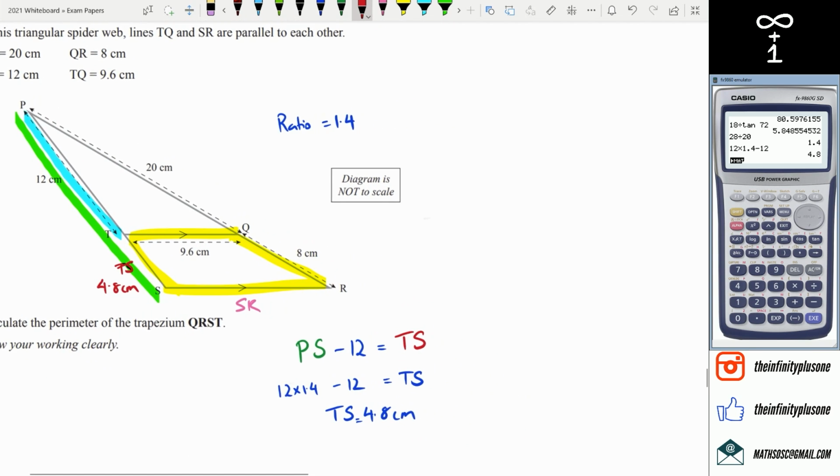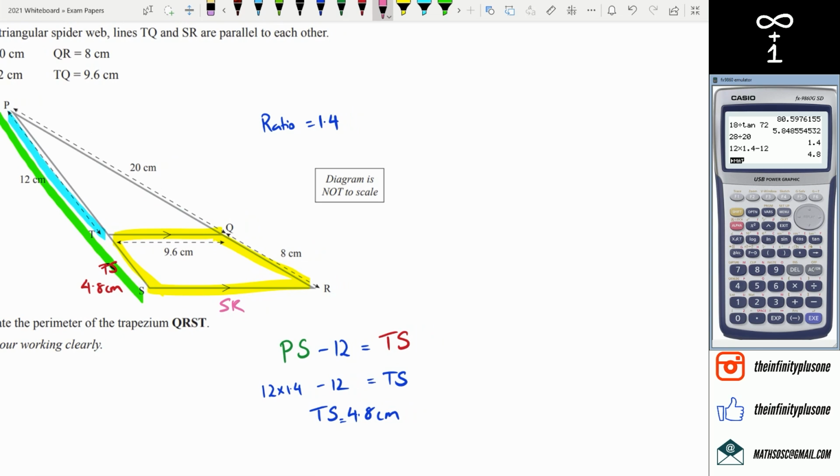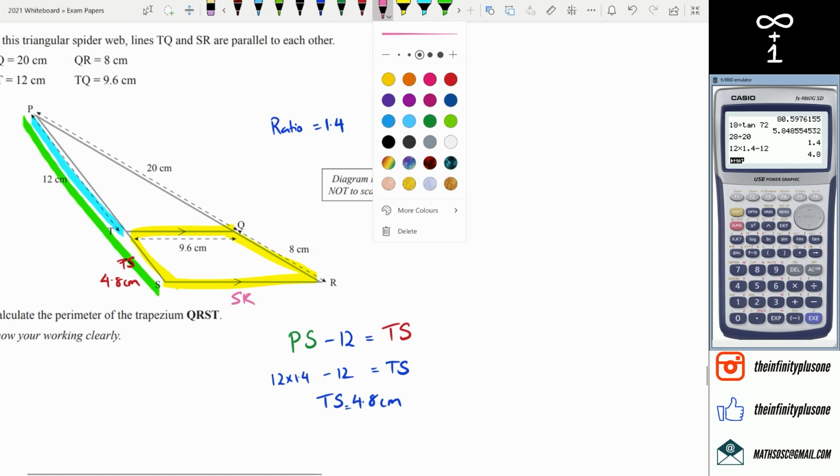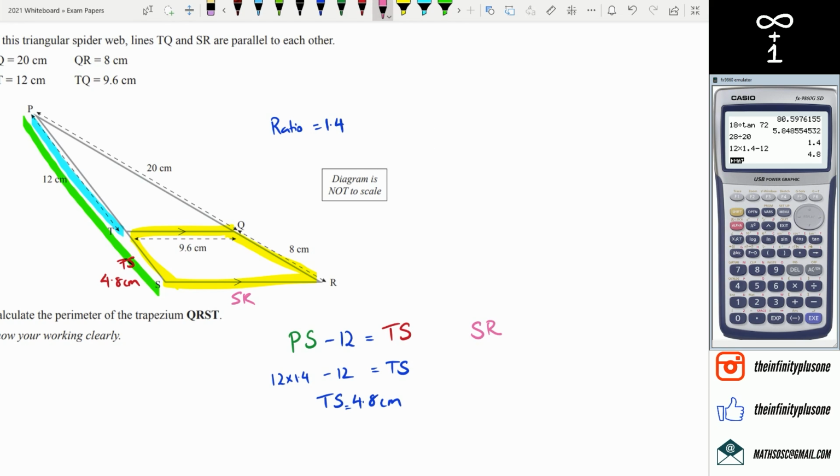And I'm going to repeat the same process for SR as well. But the cool thing with SR is it's just 9.6 times 1.4, because that's just increasing by a ratio. So we can just say SR is equal to 9.6 multiplied by 1.4. So when we do that, I've got my calculator somewhere. 9.6 multiplied by 1.4 gives me 13.44.